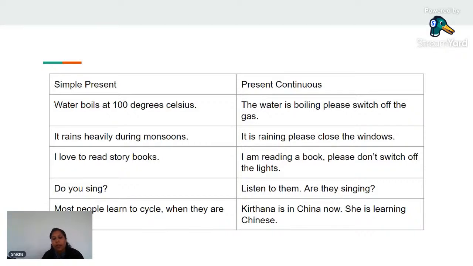I am reading a book. Please don't switch off the lights. That means at the moment I am reading the book and I don't want you to switch off the light, right? Do you sing? Yes.